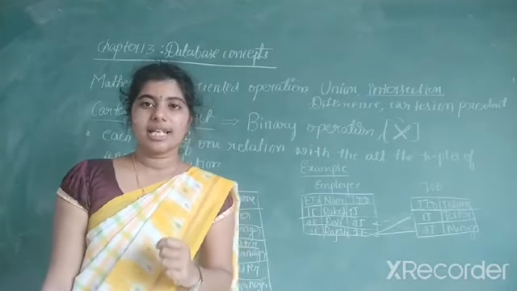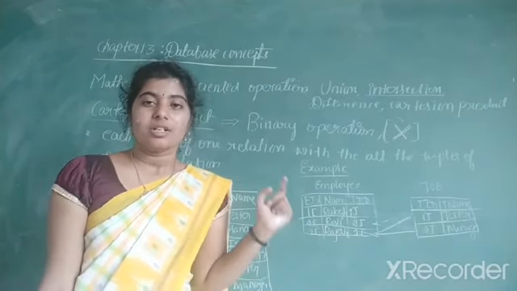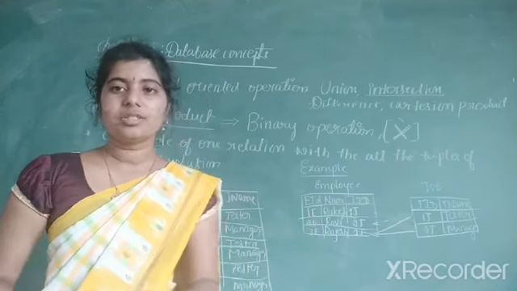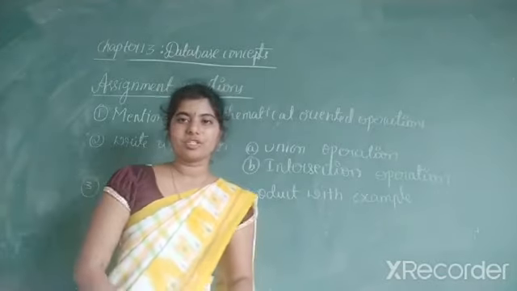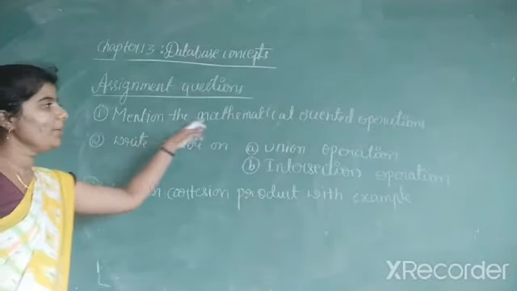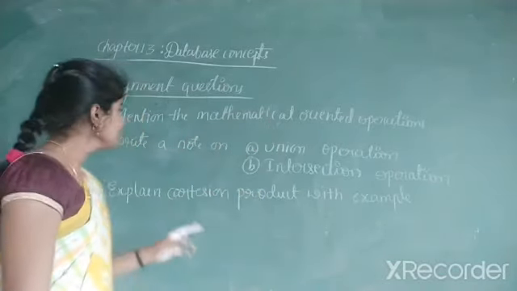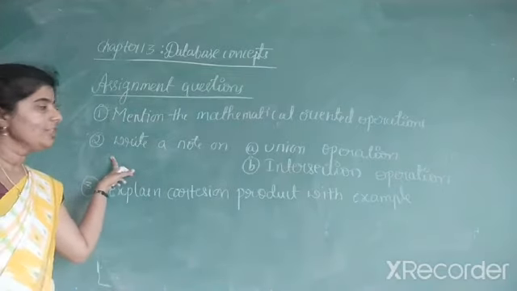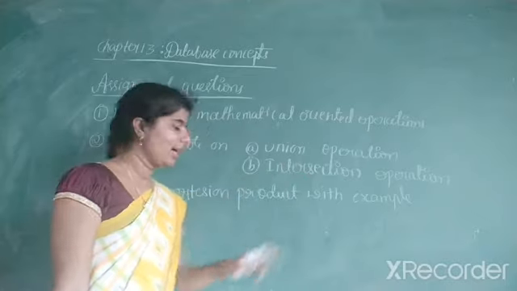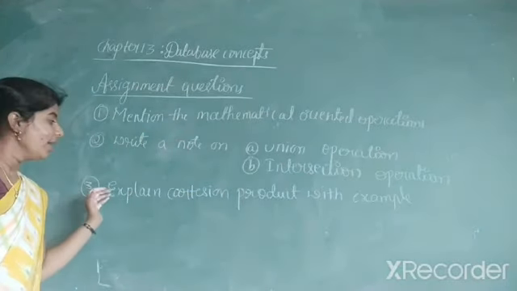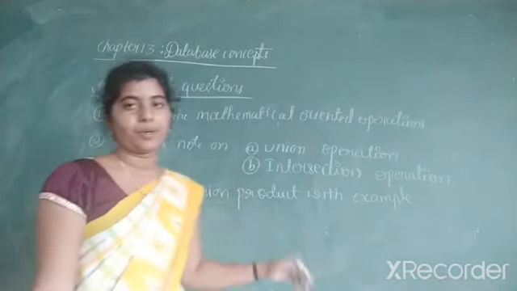So I will give the assignment questions based on this session. So write down the assignment questions of this session. Mention the mathematical oriented operations. And second question is write a note on union operation and intersection operation with examples. And third question is explain the Cartesian product with example.